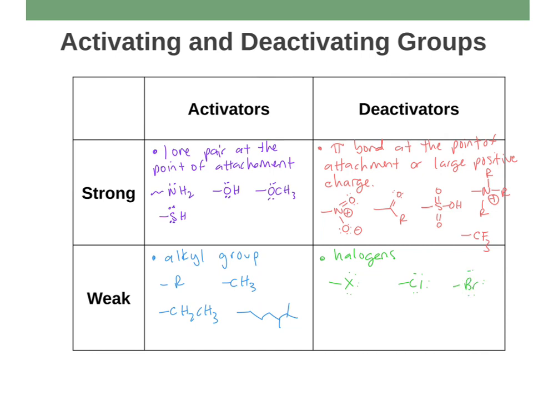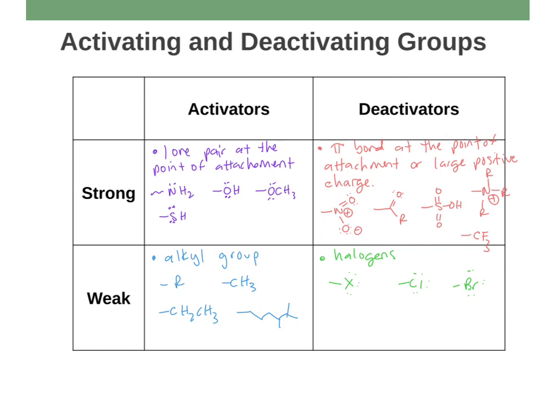Just your halogens, fluorine, iodine. Because they are going to be electron withdrawing through induction, but they're not taking things out through delocalization through resonance. So they're just going to be our weak deactivators. And we're actually going to come back to this chart later when we talk about directing groups, ortho-para-meta directing groups, but that'll be later. So definitely keep this chart.